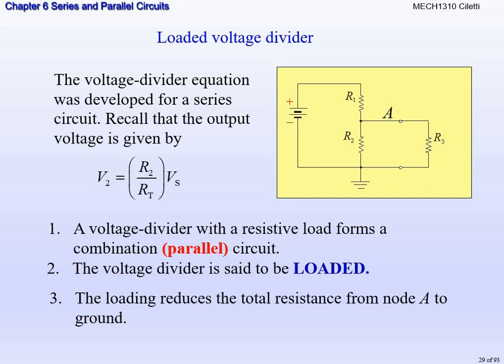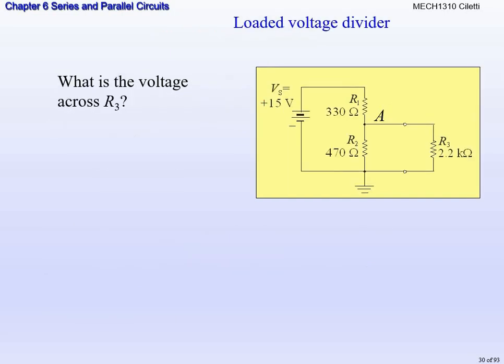So what does that load do? It reduces the total resistance from node A to the ground. Remember, the more resistors we have in parallel, the smaller the total resistance value will be. As we add more resistors in parallel, total resistance goes down. If we add more resistors in series, total resistance goes up. So we want to find the voltage across resistor 3.